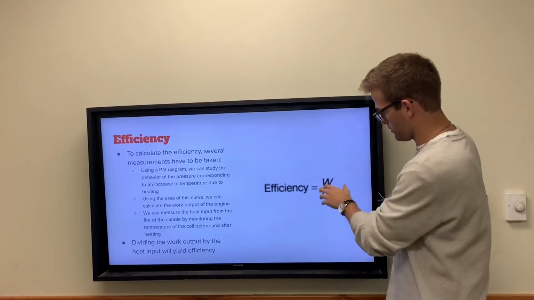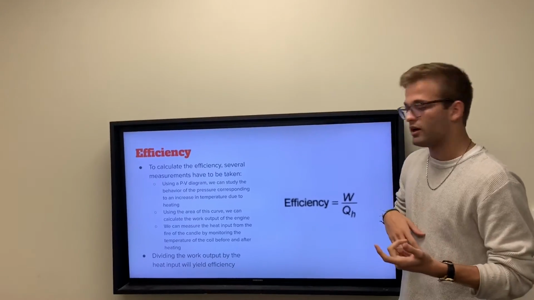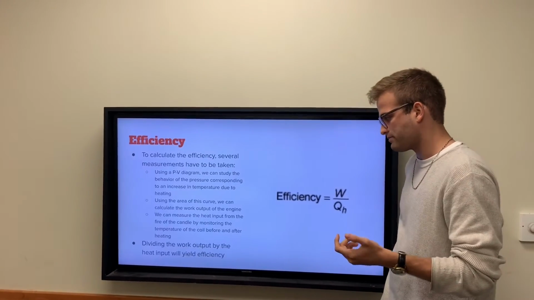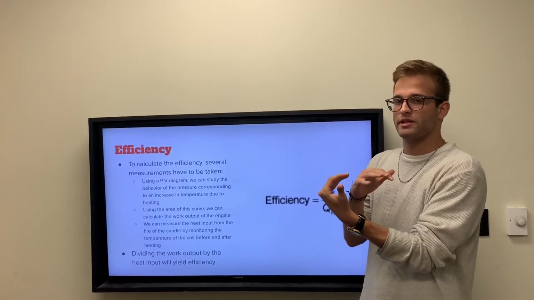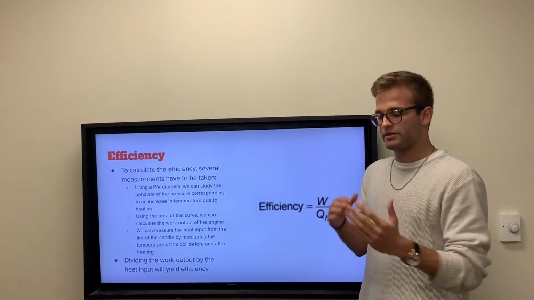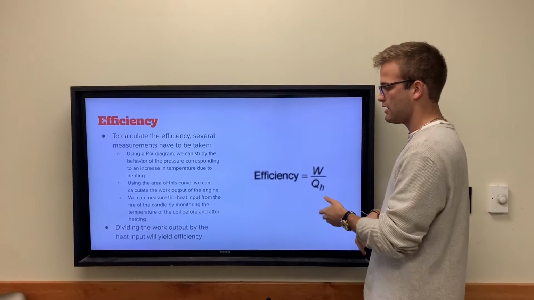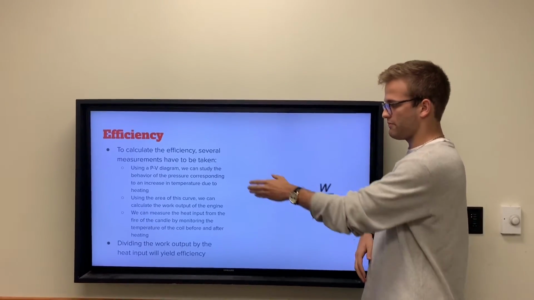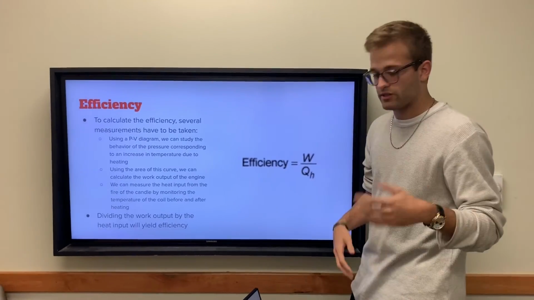You can measure the work output, which would be the top part of the efficiency, and you can measure the heat input of the engine by monitoring the temperature of the coil before it was heated and after it was heated. From the gradient in temperature, you measure its heat energy. If you divide the work output by the energy input, you get the efficiency of the steam engine.